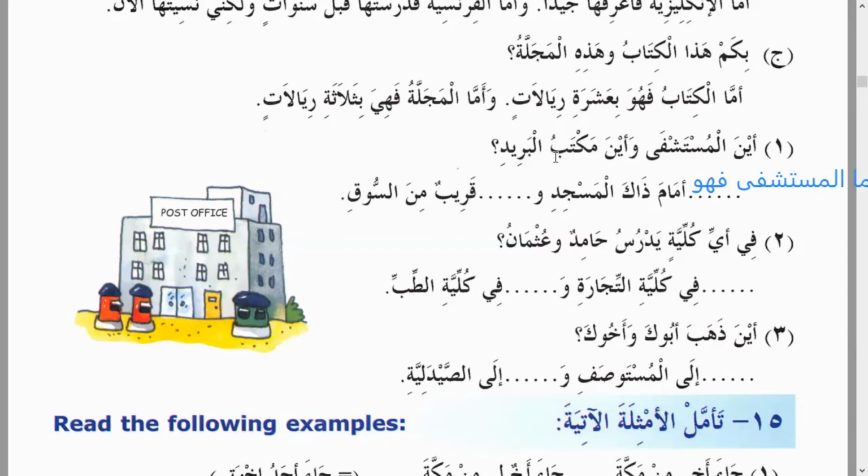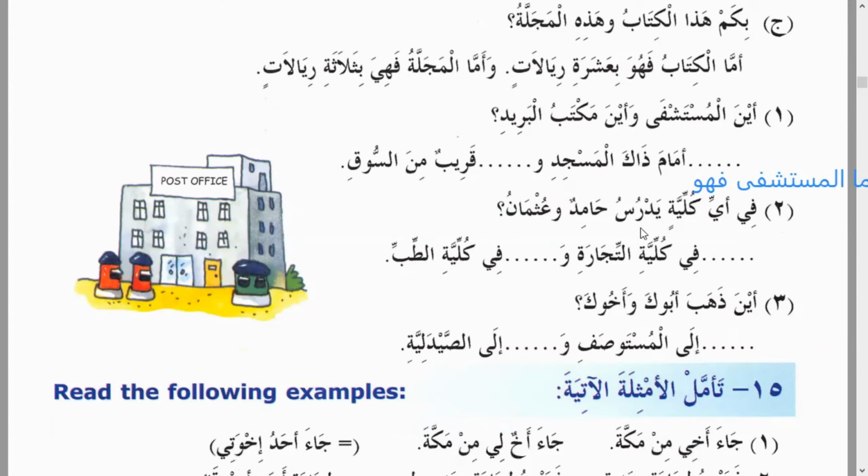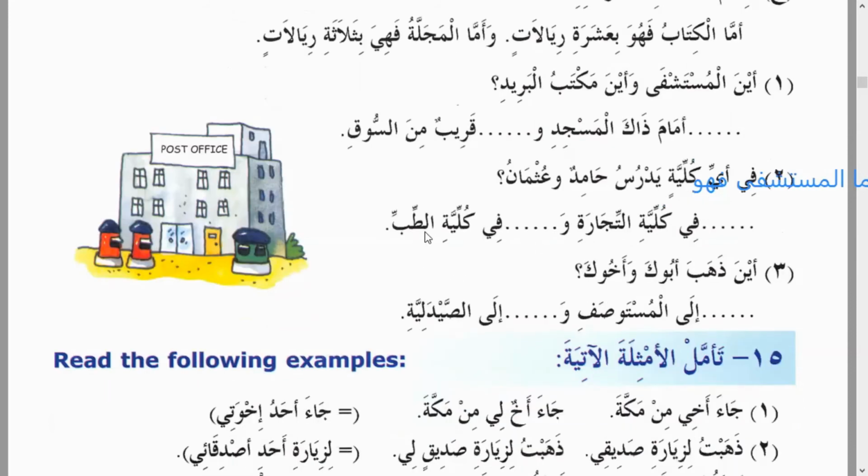وأما مكتب البريد. As for the post office, فهو. Again, فهو, right? It is close to the market. Right? Inshallah. في أي كلية يدرس حامد وعثمان? In which college does Hamid and Usman study? So فأما حامد, as for Hamid, فهو في كلية, or you can say not huwa here. You can say فيدرس. As for Hamid, he studies فيدرس في كلية التجارة. He studies in business, College of Commerce. وأما عثمان فهو في كلية الطب. Right? He studies in medical college.